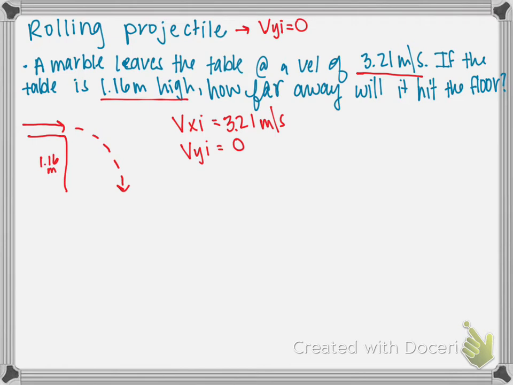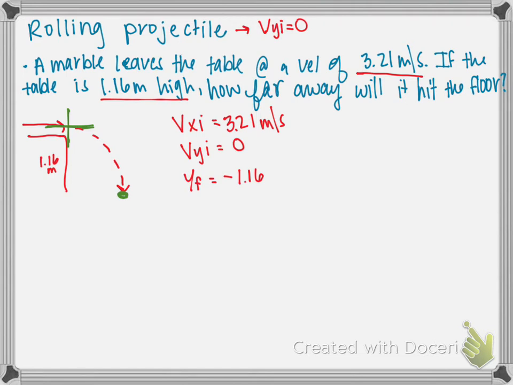And so what variable does that give us? Y final. And is our Y final going to be positive 1.16 or negative 1.16? Negative 1.16, because here's my origin, right? My origin is at the end of the table. And so if my object lands right there, my X will be positive, but my Y will be negative, right? If we just think about it on a coordinate system, my X is going to be positive, but my Y is going to be negative. That's what we're looking for there.